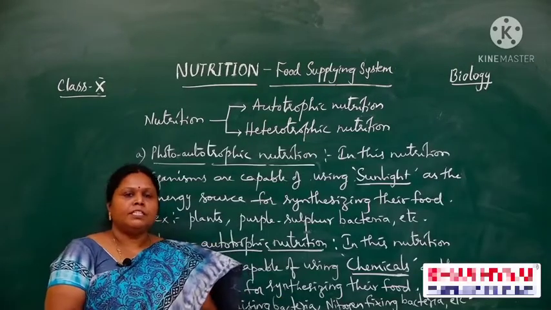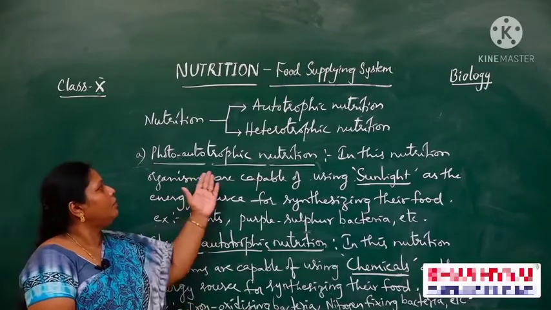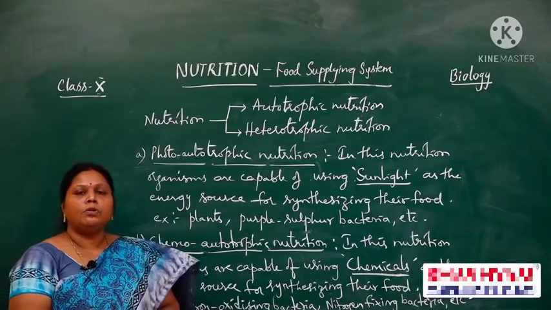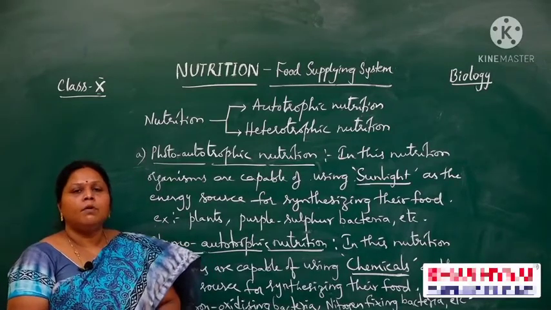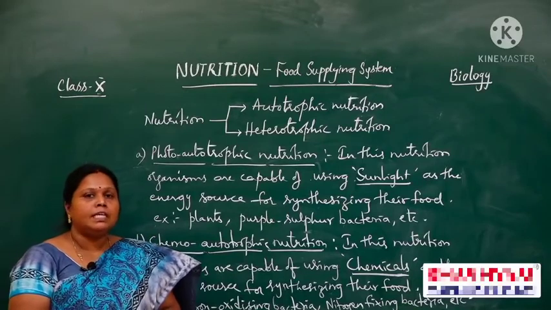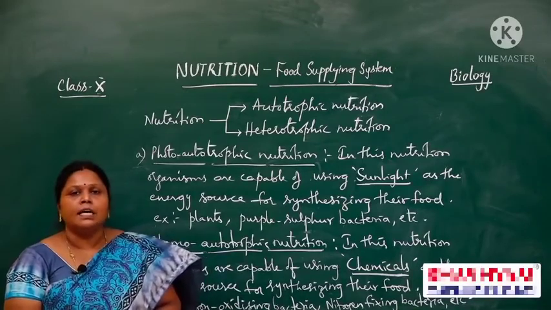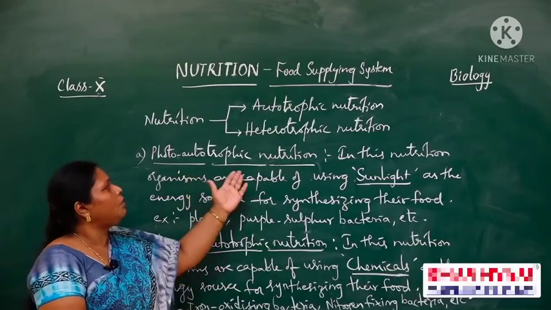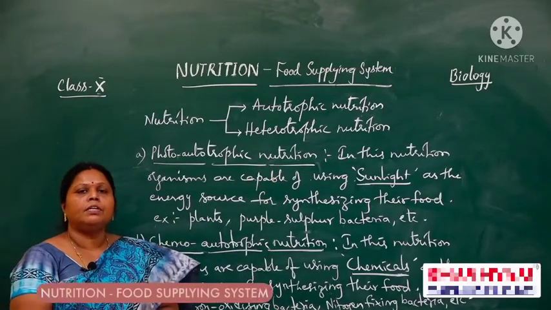So coming to the first one in autotrophic nutrition, that is photoautotrophic nutrition. The name itself indicates: photo means light. Photo means what? Light. So some organisms are capable of using light as their energy source for synthesizing the food. Such kind of nutrition is called photoautotrophic nutrition. So what is photoautotrophic nutrition?